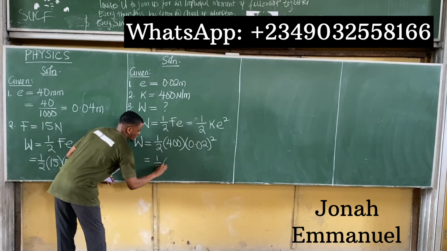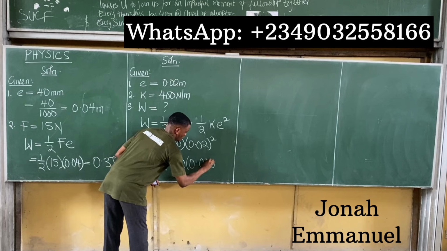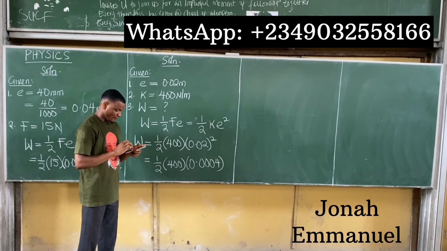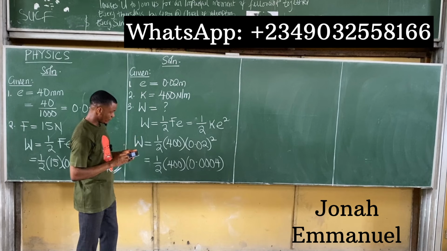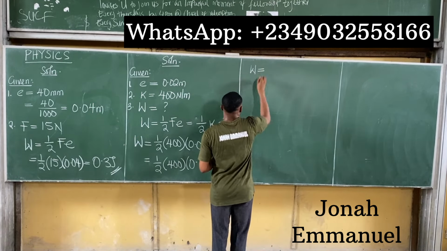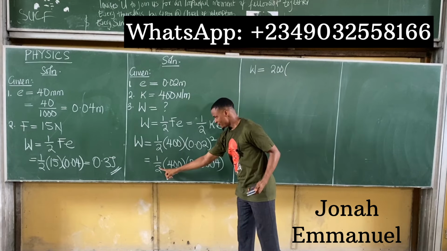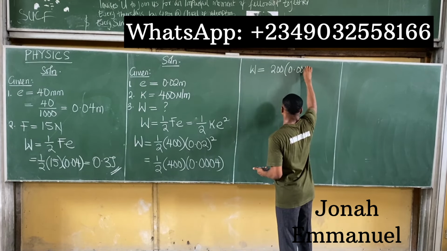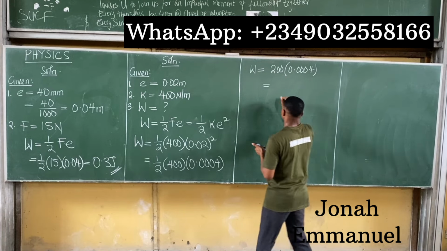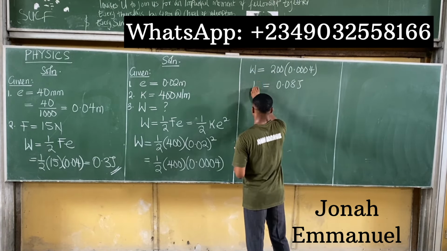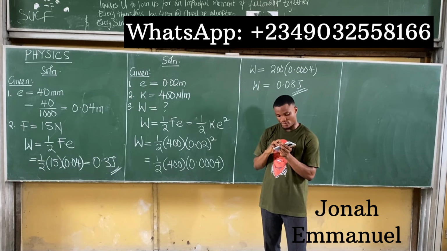That's equal to half into 400, 0.02 squared should be about 0.0004. That should be your answer. Let me punch this, confirm. So 0.02 squared, 0.0004. That's correct. So it means that W is equal to, if I punch all of this, half of 400 gives you 200. All right, so half of 400 is 200 into 0.0004. So W is equal to this times 200, and that's about 0.08 in joules. So the work done is 0.08 joules. All right, so that's how we solve this question.